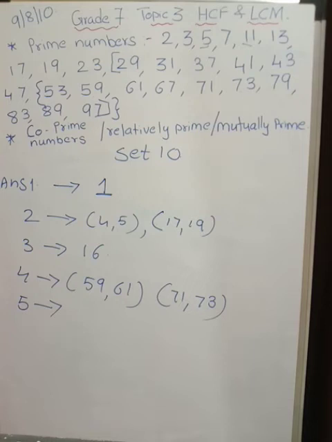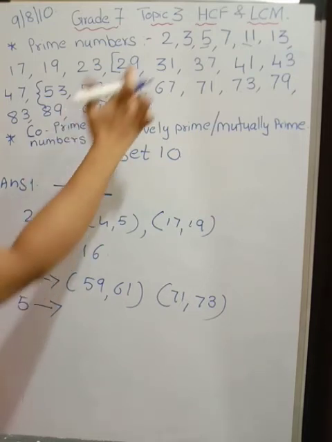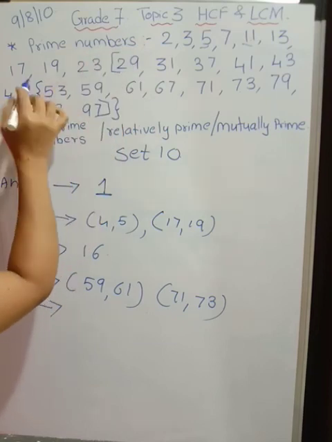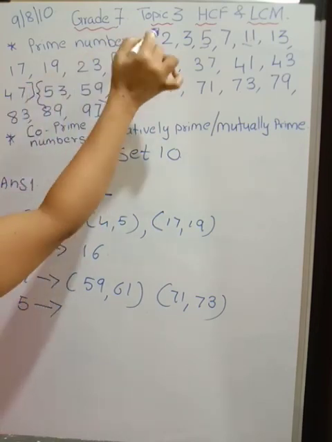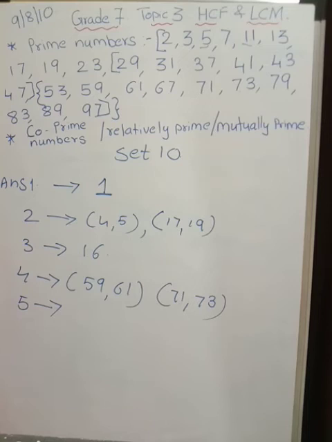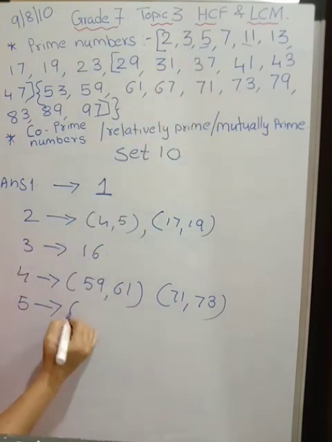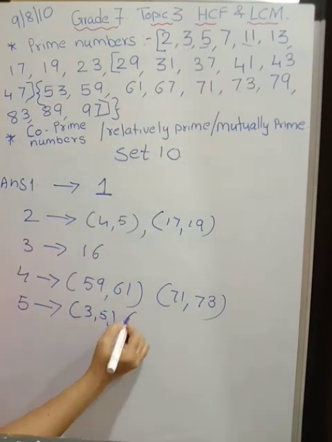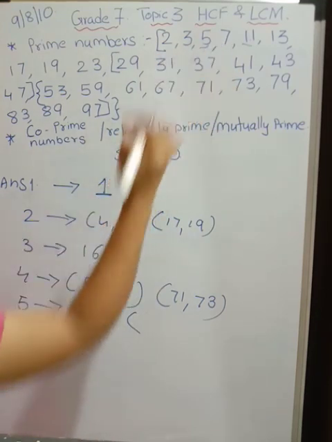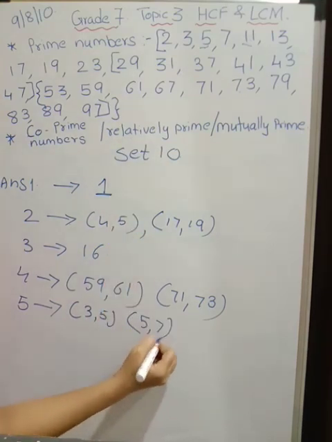Now see the fifth question. Write 5 pairs of twin prime numbers from 1 to 50. That means up till here. From here to here we are going to write 5 pairs of twin prime numbers. The difference of twin prime numbers is 2. So 3, 5 is the first pair. Can you tell the second pair? 5 and 7. This is also there.